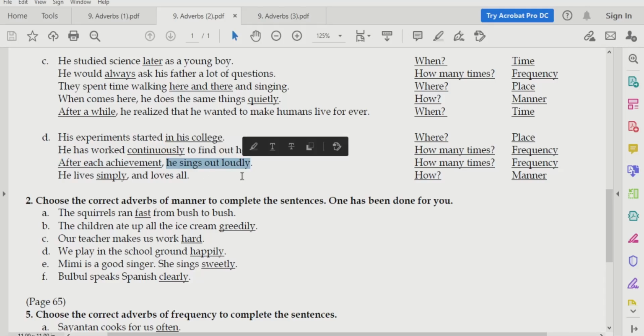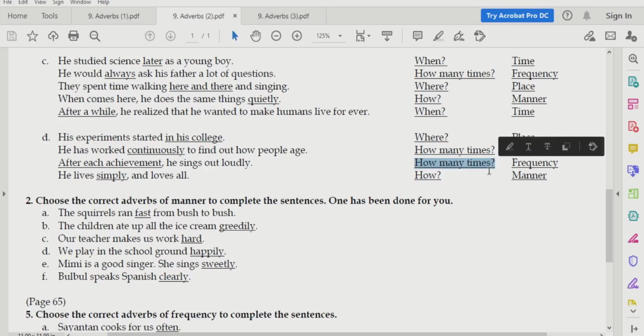sings loudly. So you will ask the question, how many times? वो ऐसे कितने बार करता था? So the answer will be after each achievement. It is an adverb of frequency.